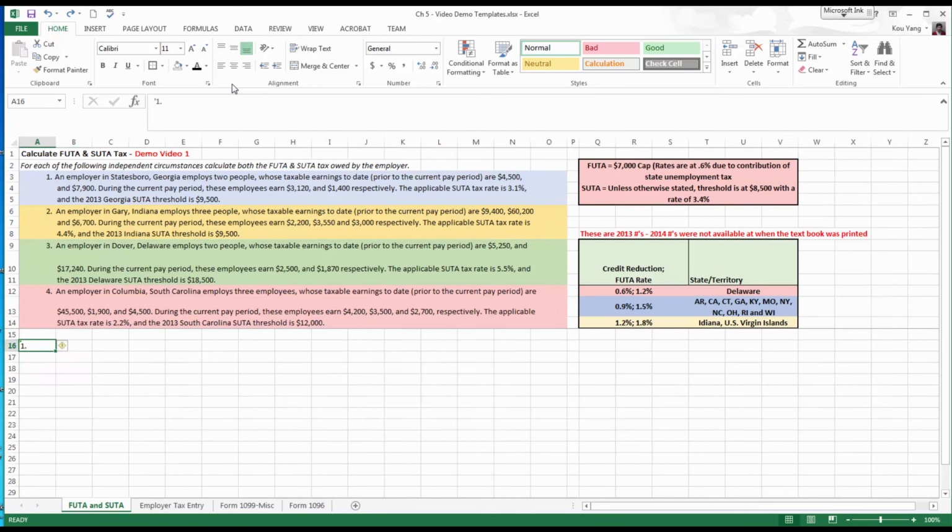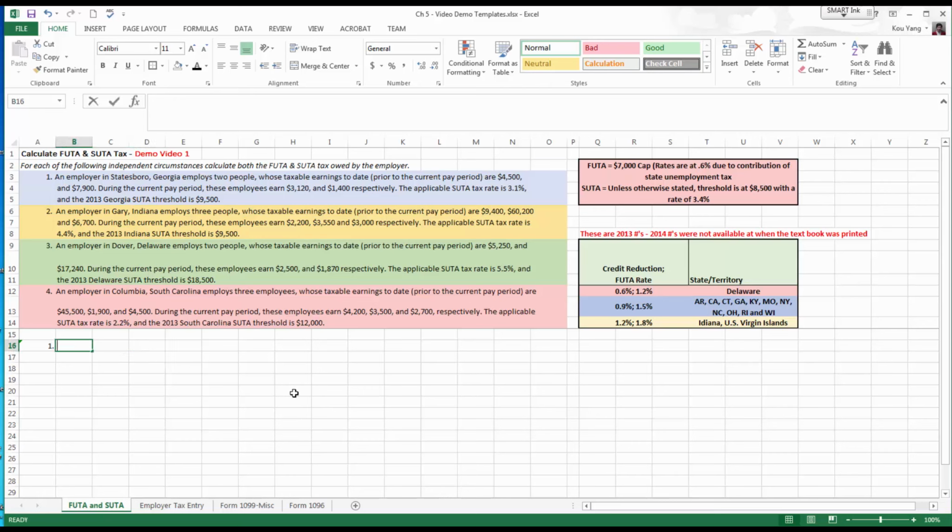Okay, so number 1. For each of the following independent circumstances, calculate both the FUTA and SUTA tax owed by the employer. Number 1: an employer in Statesboro, Georgia, employs 2 people. Their taxable earnings to date prior to the current pay period are $4,000 and $7,900. During the current pay period, these employees earn $3,120 and $1,400 respectively. The applicable SUTA tax rate is 3.1%, and the 2013 Georgia SUTA threshold is $9,500.